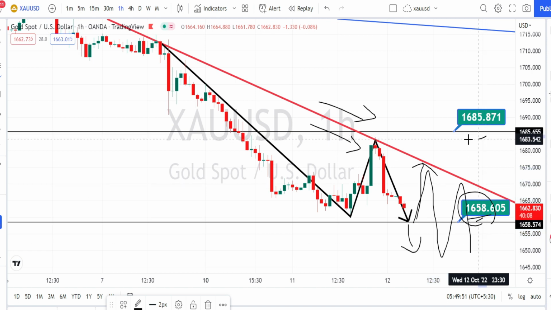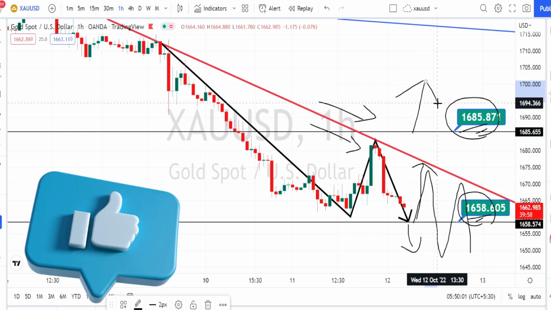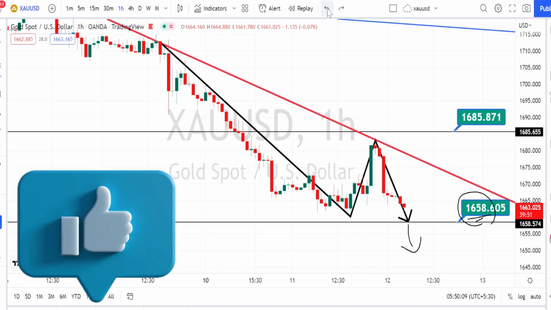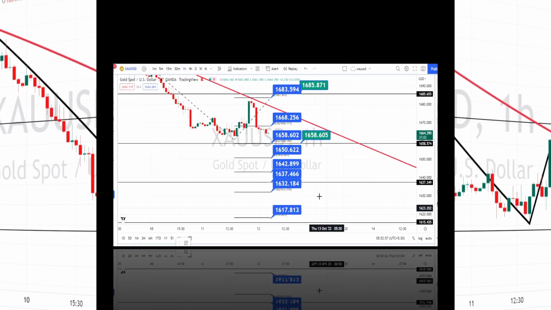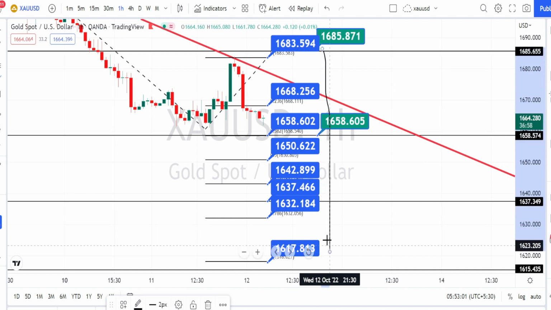And if the price action breaks the resistance level of 1685, we can expect the bullish side retracement to start in hourly time frame. Let us mark the support and resistance levels. So the values within these blue color boxes are the resistance and support levels for current price action in hourly time frame.